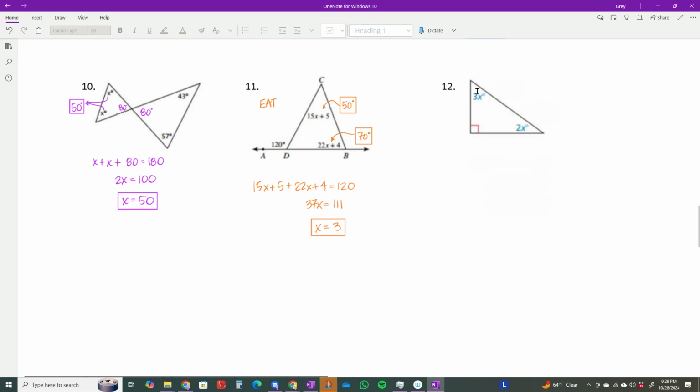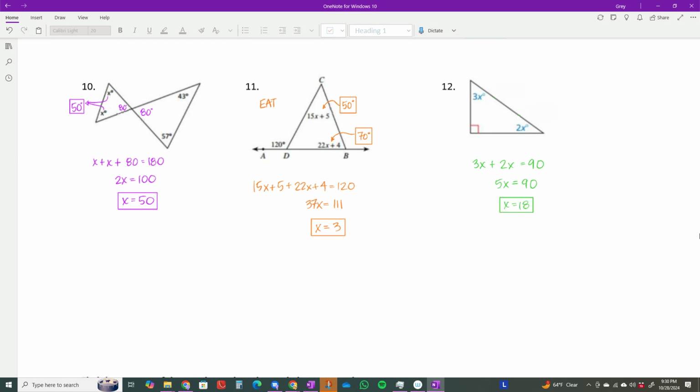All right, number 12. Not the EAT, because I don't have an exterior angle. I do have all three angles, because I know this is 90, and if that's 90, I know these two add up to 90. So I'm going to have 3x plus 2x equals 90, so 5x equals 90, and x equals 18.